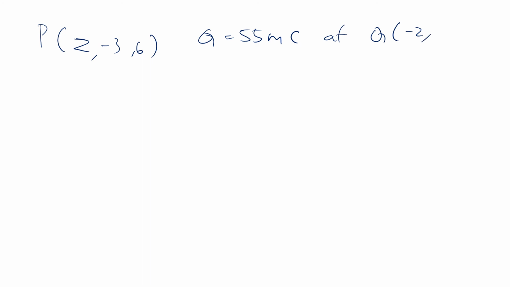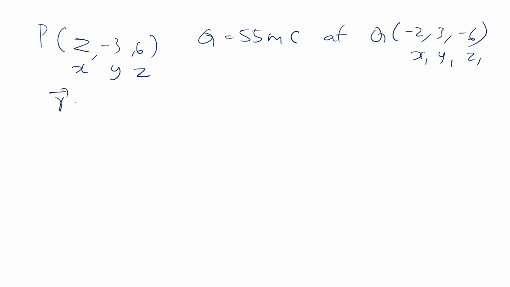In the problem, we have to find the electric field intensity at a point P, that is 2, minus 3, 6, due to a charge of Q equal to 55 millicoulomb kept at a point Q, minus 2, 3, minus 6. So these are the values given. So this is X, Y and Z. So 55 millicoulomb is the charge, and here it is the point at which the charge is kept. So that is x1, y1, z1.